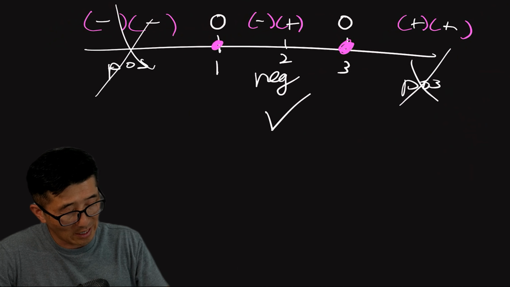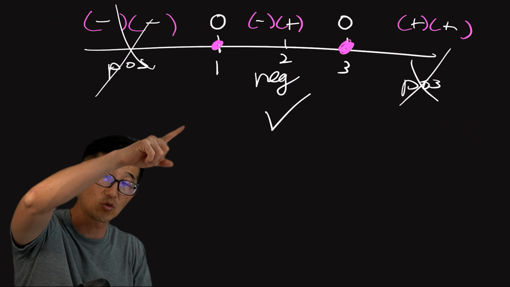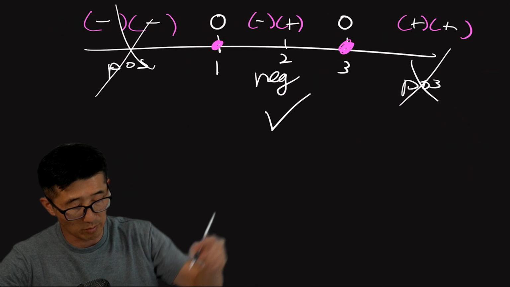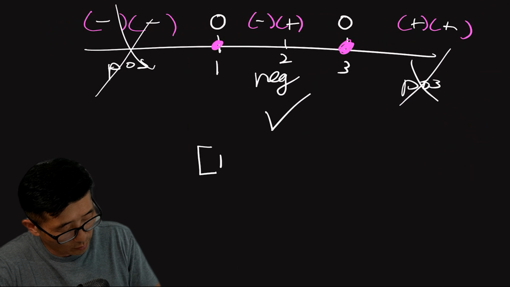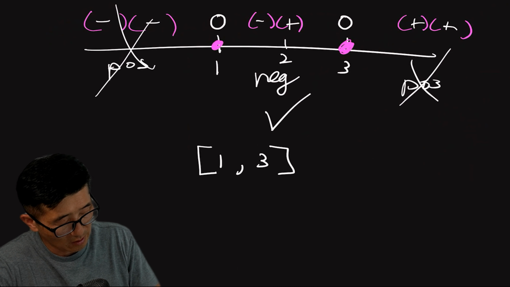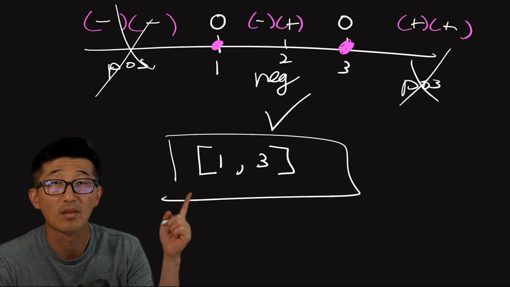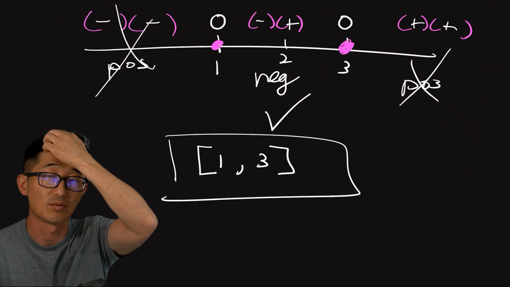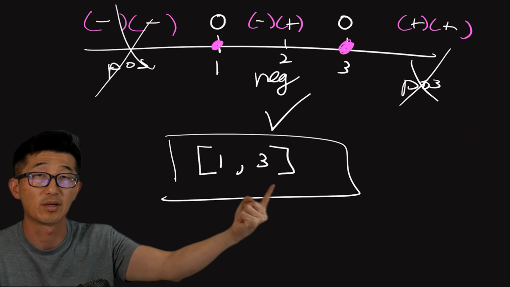So how do we write our answer? Well, it's going to be between 1 and 3. This is my lowest number. This is my highest number. It's going to touch it, so we'll put a bracket like that. This right here is your answer, between 1 and 3. These are my intervals. You see it?